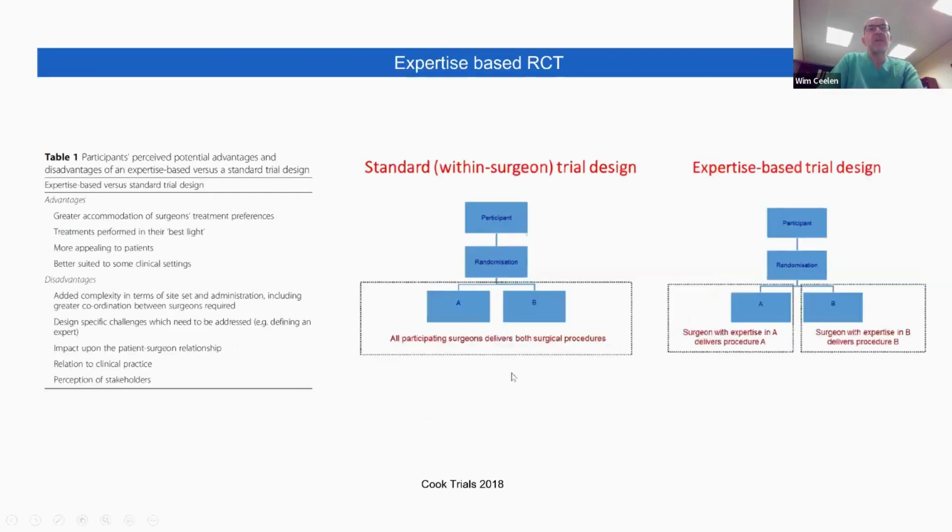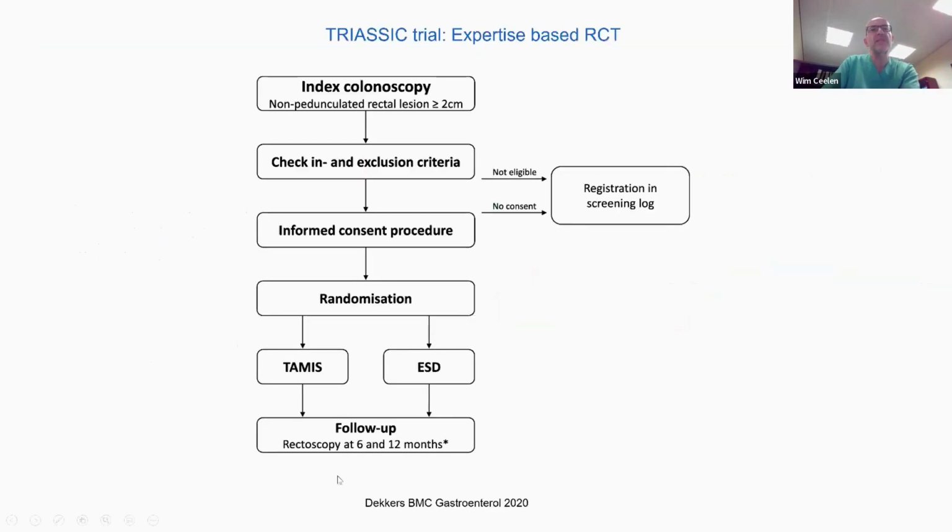This is expertise-based randomized trials, where patients are, so this is the concept, where patients are randomized to specific surgeons based on their expertise. And this is an example. It's in the field of the treatment of colon polyps. It's the so-called Triassic trial. And so patients were randomized to get either ESD, so endoscopic submucosal dissection, versus TAMIS. But those were performed by different surgeons in different hospitals. So this is a nice example of an expertise-based randomized clinical trial.